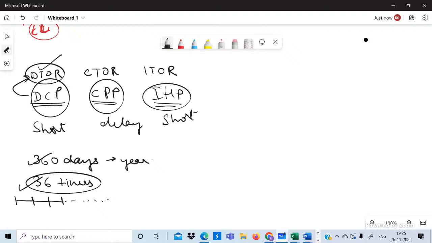Okay, got a question. Cycle of sales to payment. Yeah, cycle of sales to payment. Yeah, it will be 10 days. So debtors collection period will become 10 days.